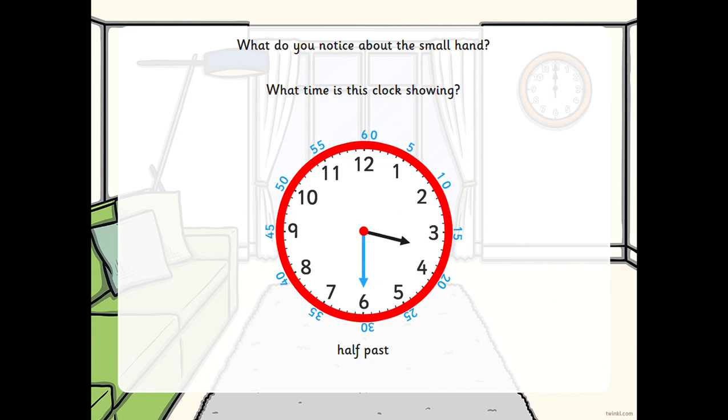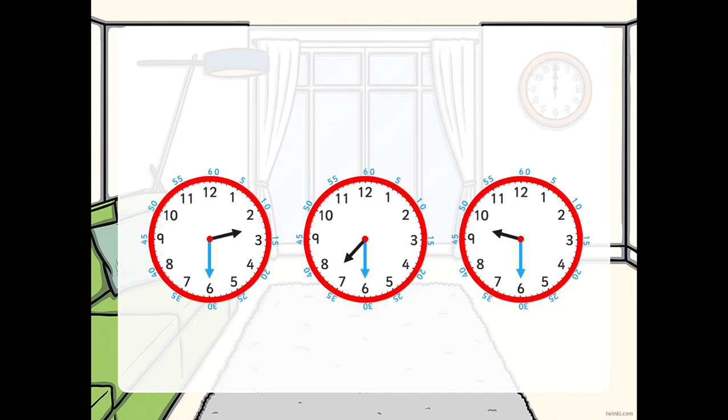So looking again, what time is the clock showing? The big hand is on the 6 and the small hand is in between 3 and 4. You are right, it is half past 3. We haven't made it to 4 o'clock yet. Once the 6 goes to the 12, then it will be 4 o'clock. But we are halfway through the hour, so it is half past 3.